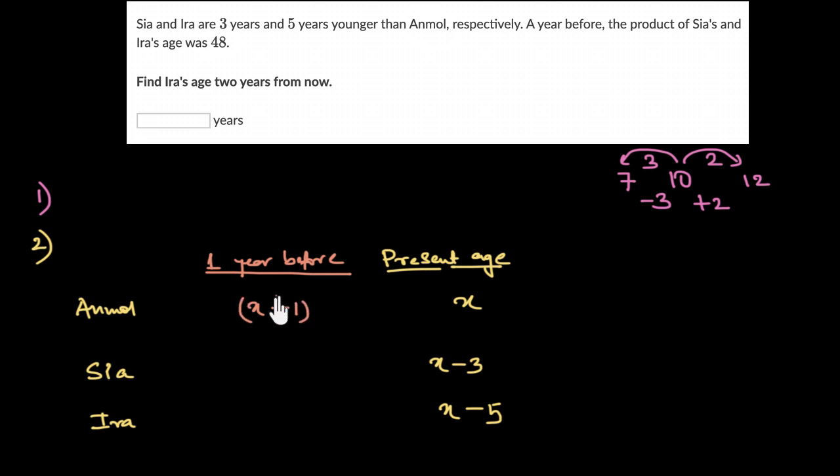Similarly, Sia's age 1 year before would be this age minus 1, that is X minus 3 minus 1, which is actually equal to X minus 4 years. And similarly, Ira's age 1 year before would be X minus 5 minus 1, that is X minus 6 years. So it says that a year before, the product of Sia's and Ira's age was 48.